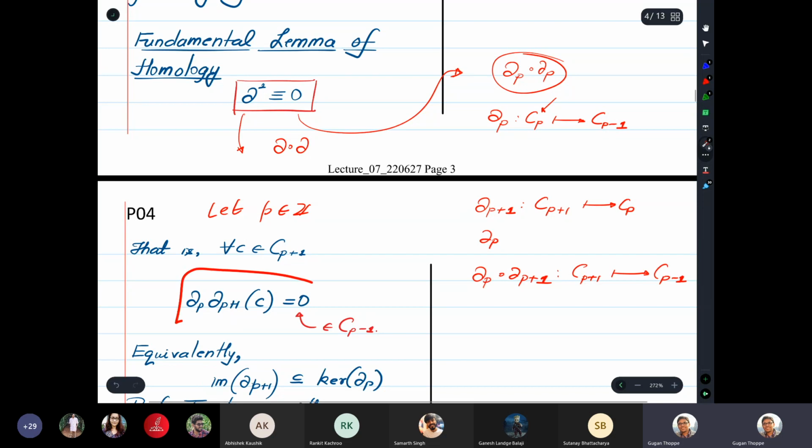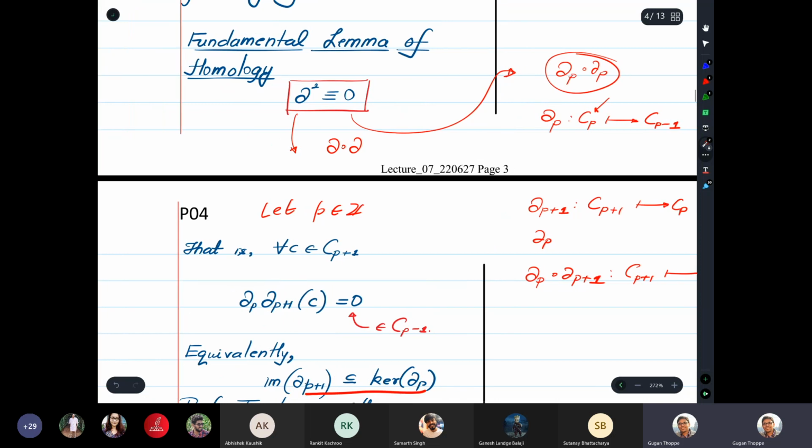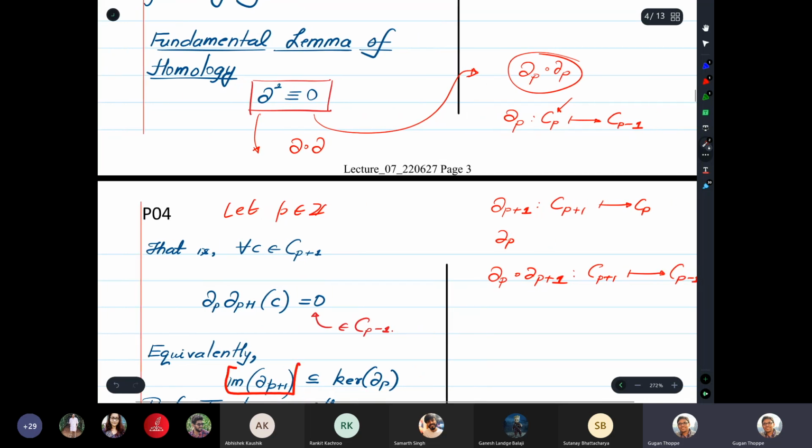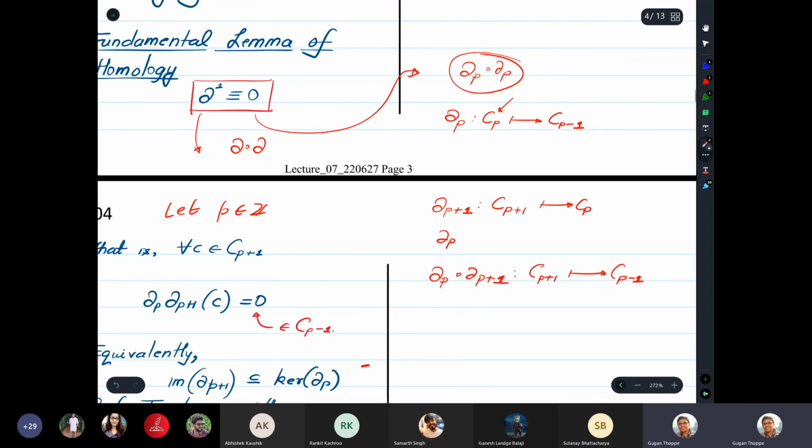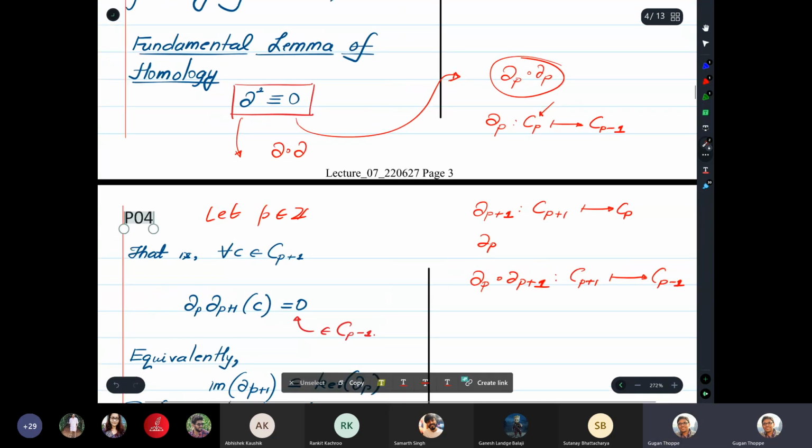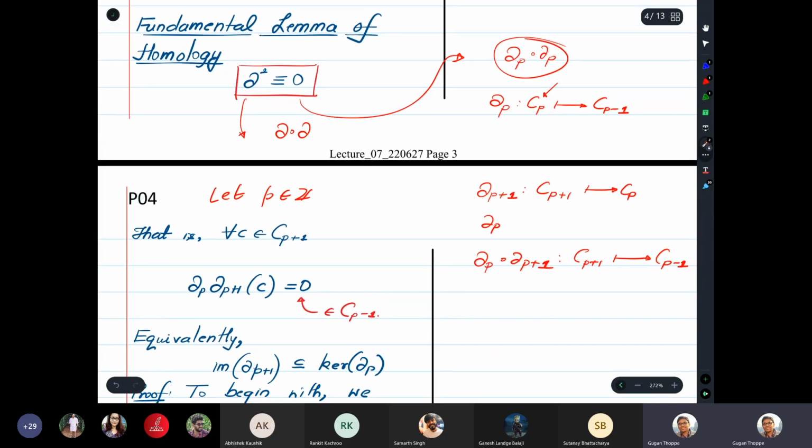I am claiming that this equation over here can be equivalently interpreted as saying the following. So what is the equivalent statement? That the image of ∂_{p+1} is a subset of the kernel of ∂_p. Can one of you help me figure out why this relation and this relation are one and the same? Why is this equation and this equation one and the same? Yes, Jacob, please go ahead.